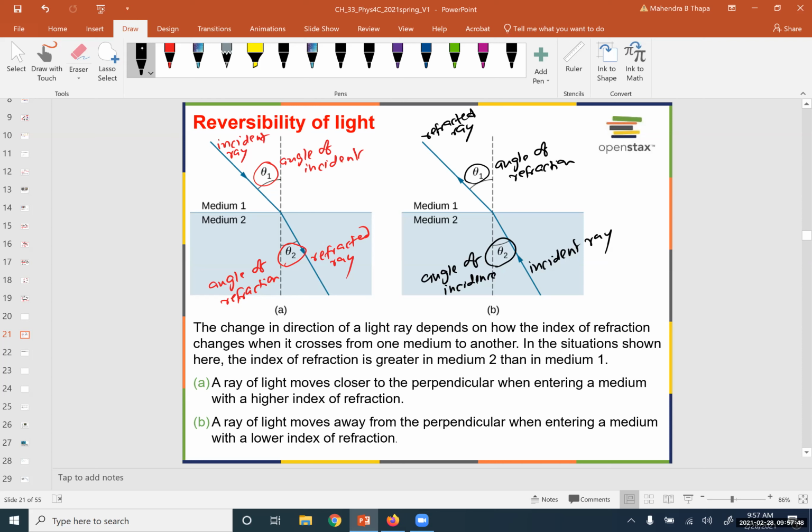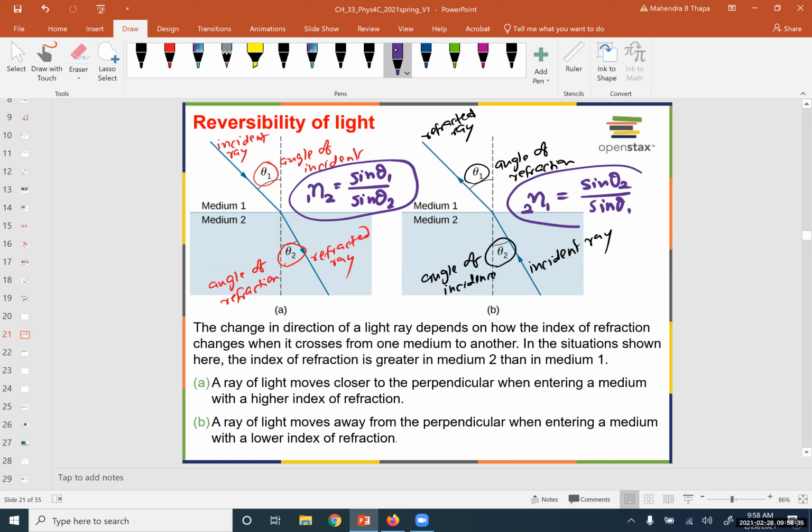We can do some math over here. In the first case, light travels from medium 1 to medium 2, so the refractive index of medium 2 with respect to 1 will be sine θ1 over sine θ2. In the second case, light travels from medium 2 to medium 1, so the refractive index of medium 1 with respect to medium 2 will be sine θ2 over sine θ1. We can take these two and do some simplification.